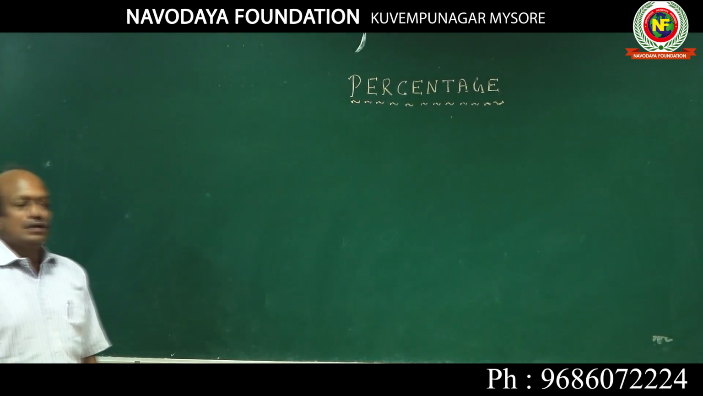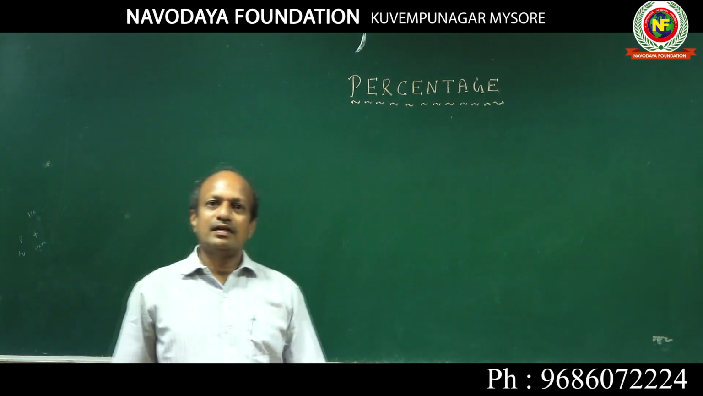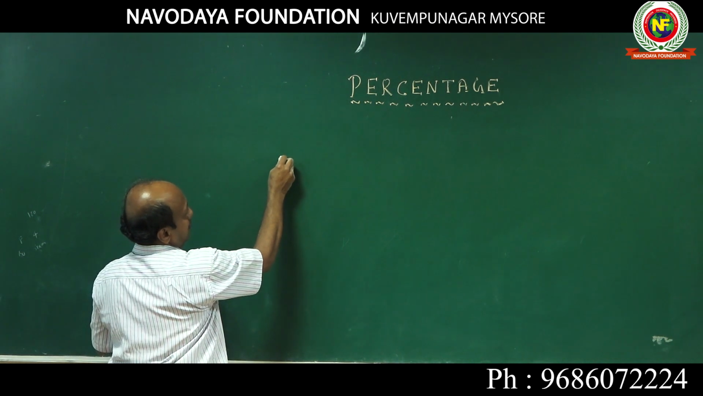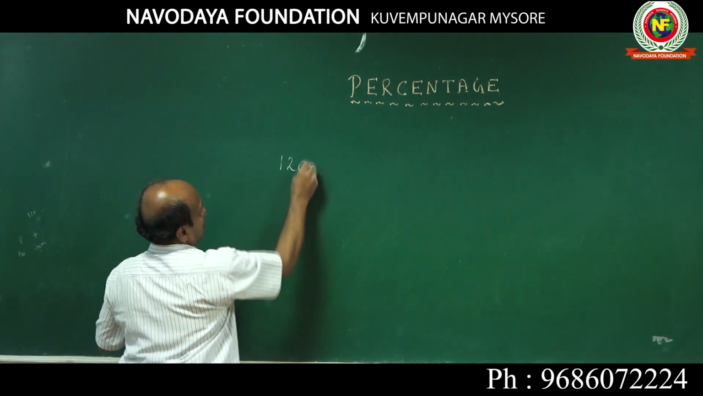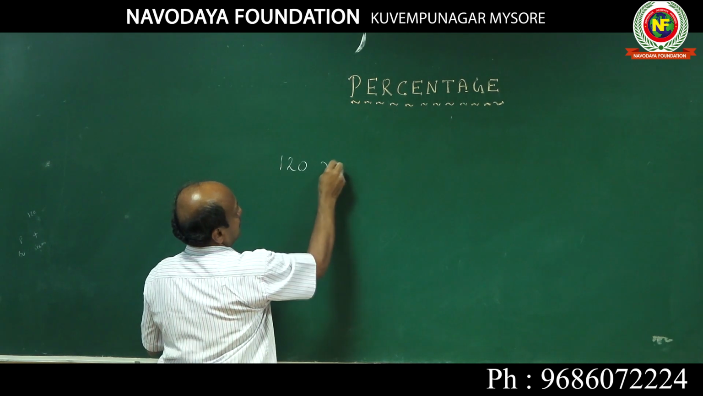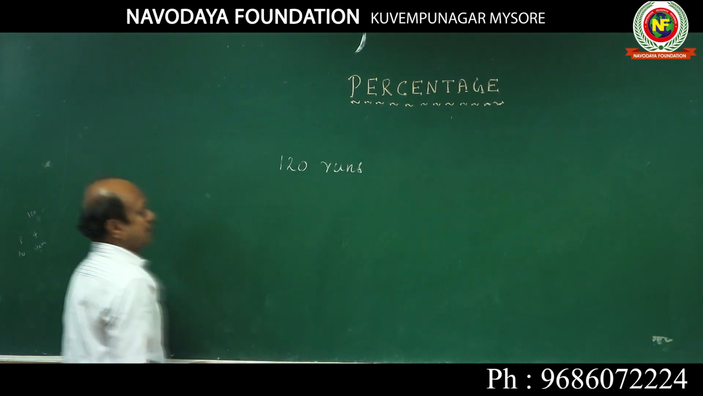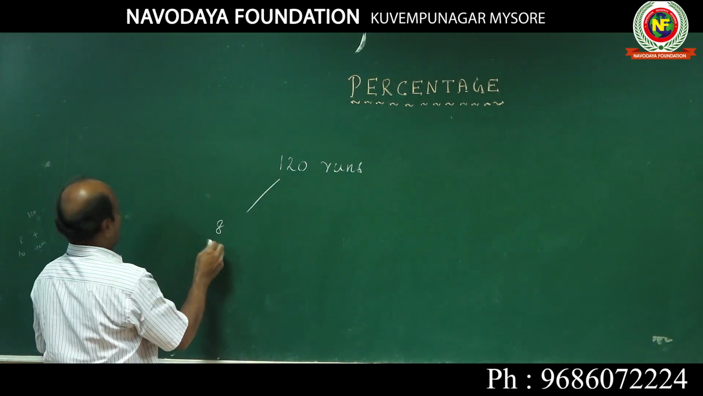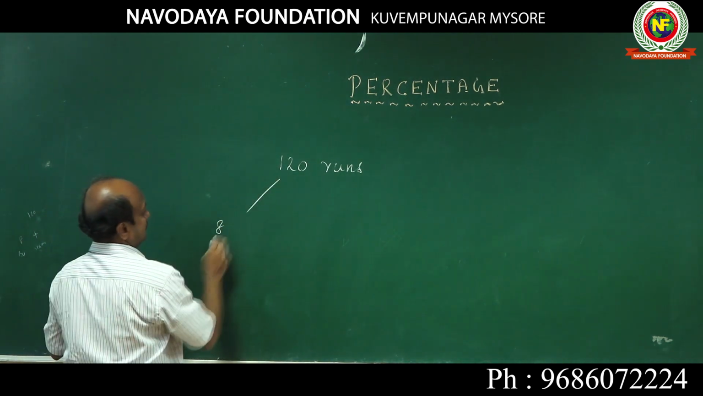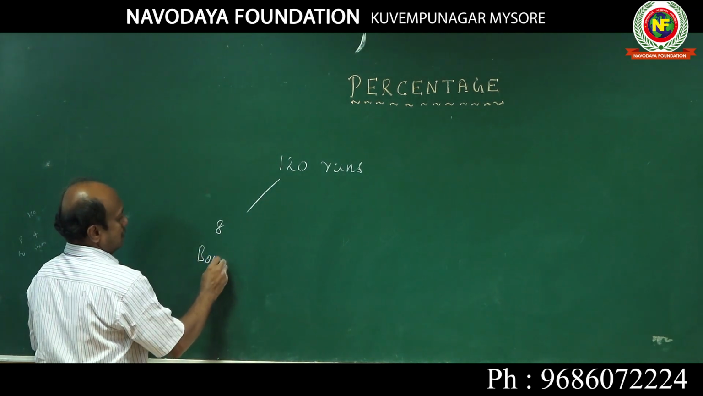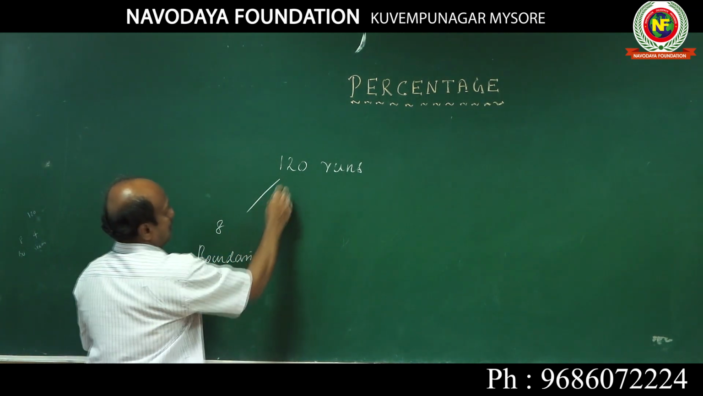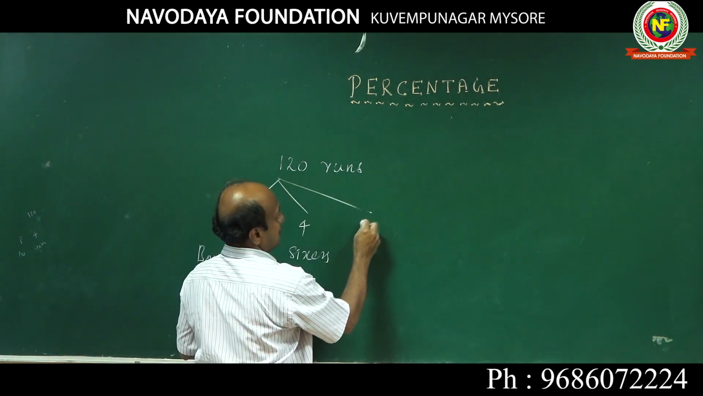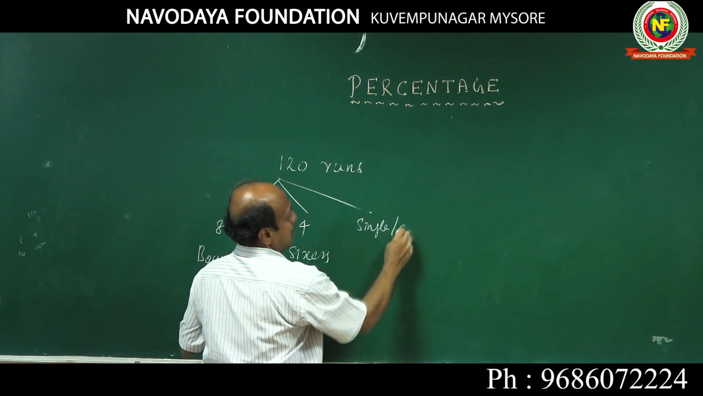Again, let us see. Normally, you are all very much interested in cricket and other things. Right? In a cricket event, a player has got 20 runs. Out of 20 runs, he has scored 8 boundaries and 4 sixes. Rest all he has got single or double runs.